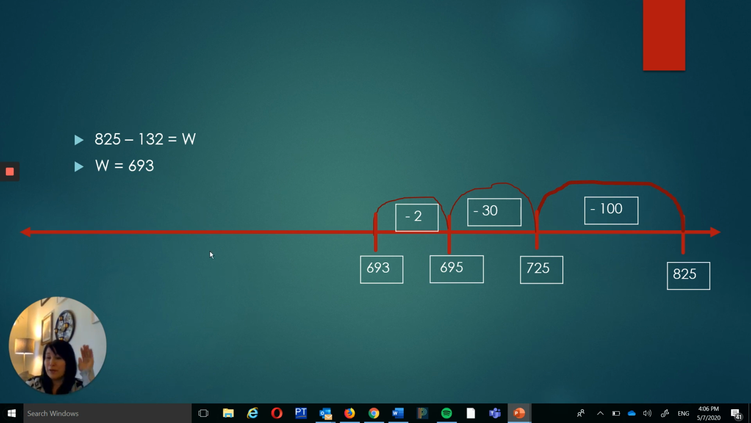What's left to take away? That's right, my 2 ones. 695 minus 2 equals 693. If you got 693, that's the correct answer. If you didn't get 693, okay, mistakes are just that, you're learning. However, if you didn't get 693, go ahead and rewrite that problem and try again.